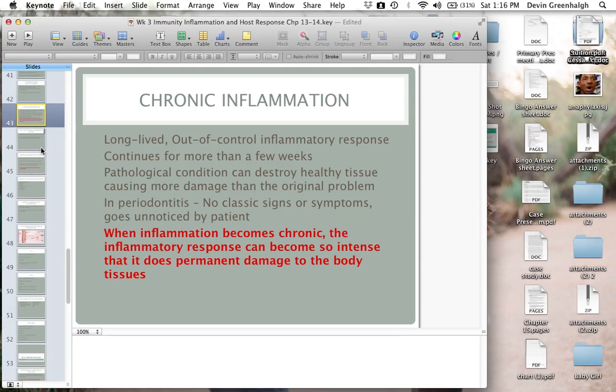Super important because it's in red, so it must be super important. Chronic inflammation: when inflammation becomes chronic, the inflammatory response can become so intense that it does permanent damage to body tissues. We know this is true because in periodontitis, which is chronic inflammation, you have permanent damage happening to the periodontium, or the bone. That tissue never comes back. It's permanently damaged.